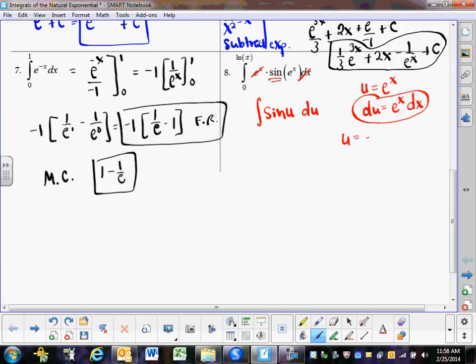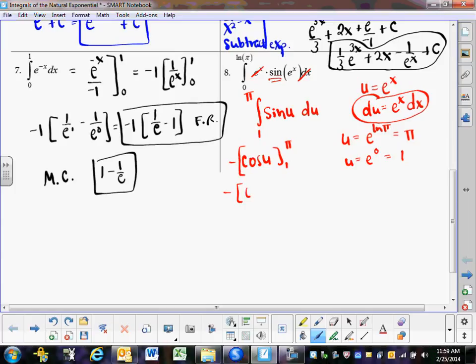Now my limits. I have to do u values instead of x values. And so u is e to the natural log of pi, which is just going to be pi. And u is e to the 0, which is going to be 1. So, like Taylor Swift, we are never, ever, ever getting back together with our x because we have limits. So we're going to anti-derive sine and get negative cosine of u from 1 to pi.